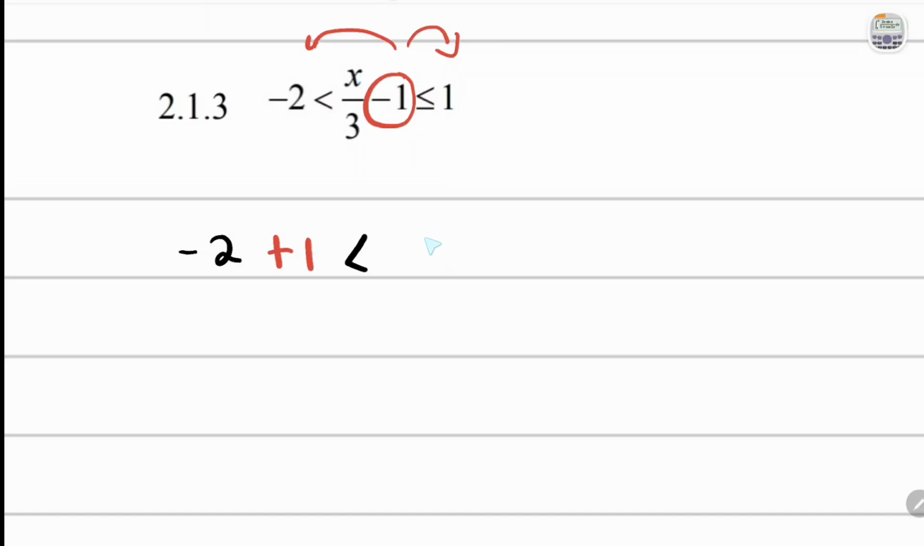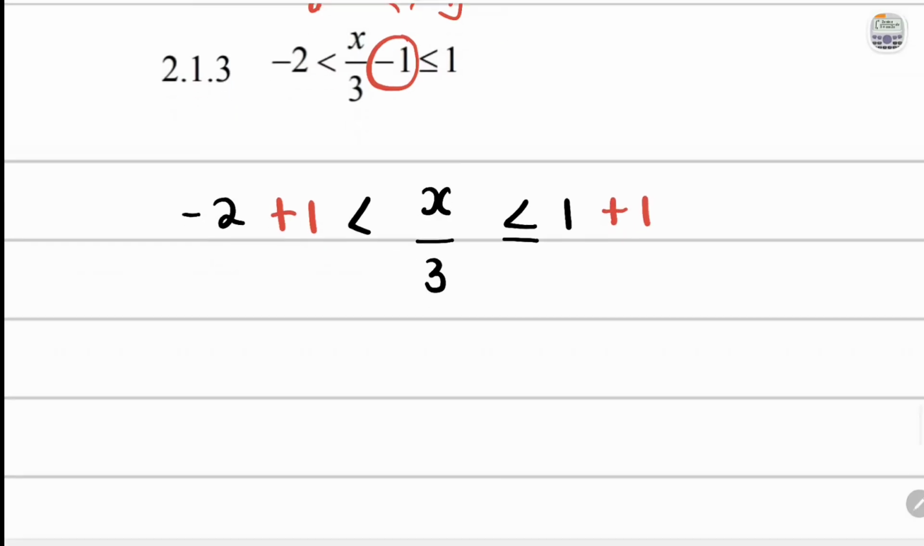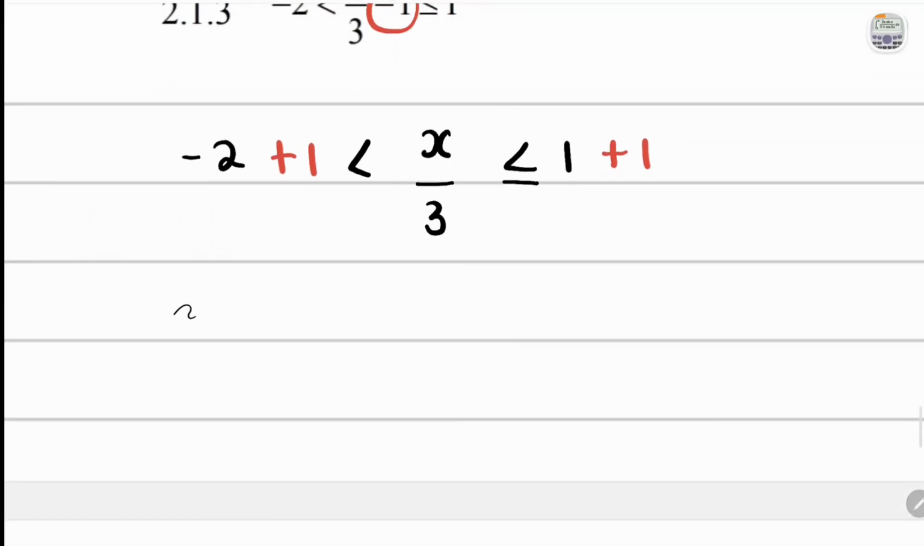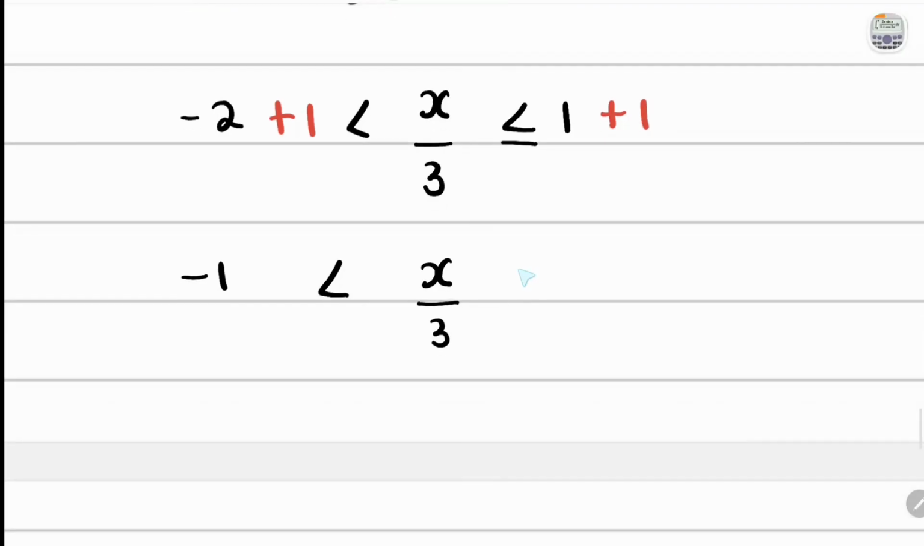Then we have x over 3. We can just rewrite it as x over 3 because we know the -1 is gone now. And then this is less than or equal to, and you still have this 1 here. But remember, this -1 comes over and becomes a positive 1. So this is what you have. You've got -1, and you have an x over 3. So -1 is less than x over 3, but less than or equal to, and we have 2 over there.